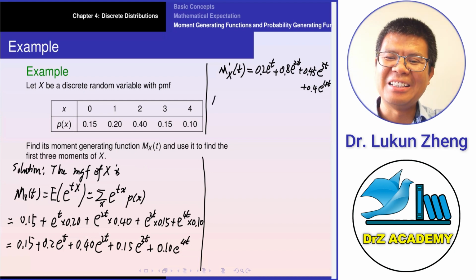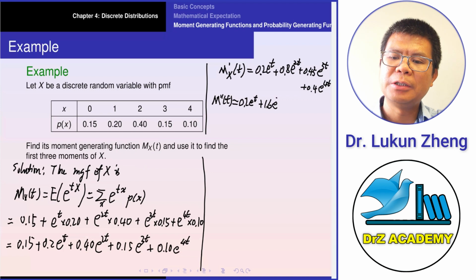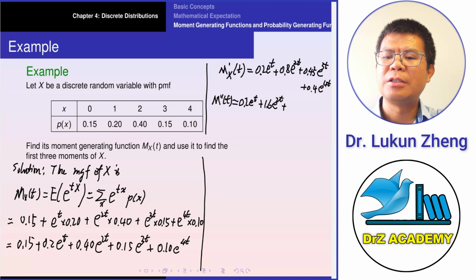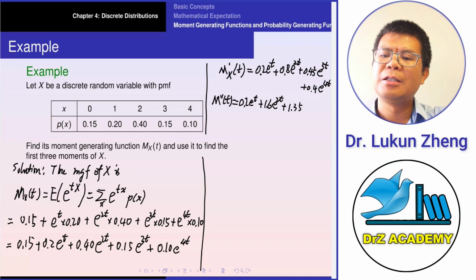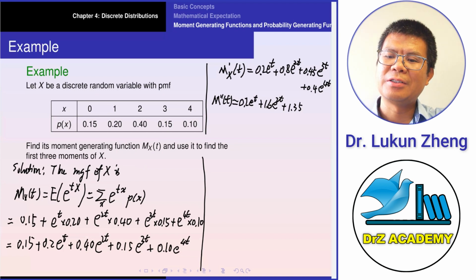Then you can find the second derivative by taking the derivative of the first derivative. So this is 0.2 e to the power t plus 1.6 e to the power 2t plus 1.35 e to the power 3t plus 1.6 e to the power 4t.